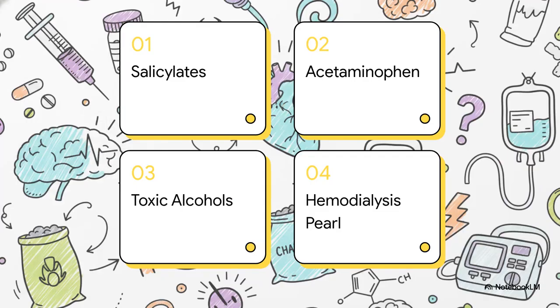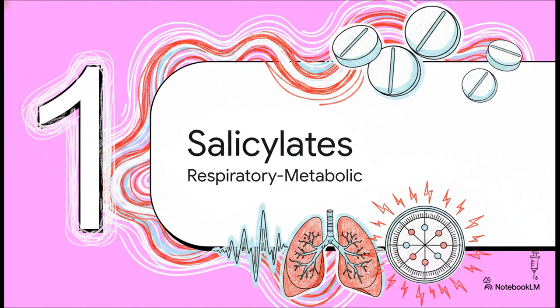Here's our clinical roadmap, what we call the Tox Matrix. We'll be hitting the three most highly lethal ingestions: salicylates, acetaminophen, and toxic alcohols, and then capping it all off with a massive executional pearl on hemodialysis. All right, part one, salicylates, the respiratory metabolic interlock. Let's dive right into this.